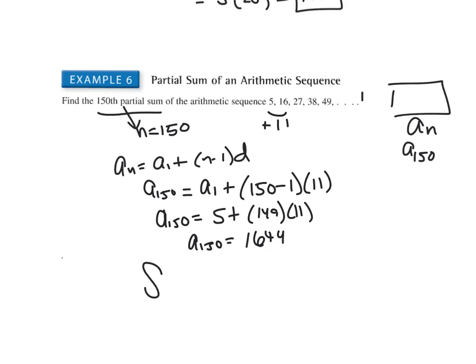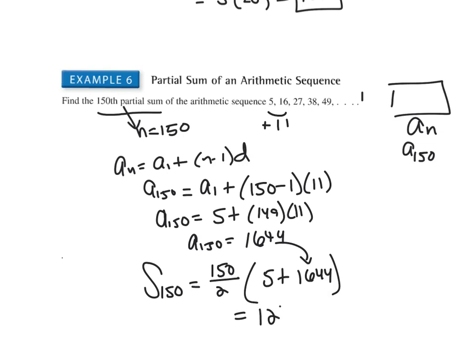So we have S sub 150 because we want 150 terms added together. N is 150 over 2. Now a1 is 5, we already knew that, but our last term we just found. So now I can find the sum of all of these. You can plug it into your calculator, but you end up with 123,675. Woo! Crazy.